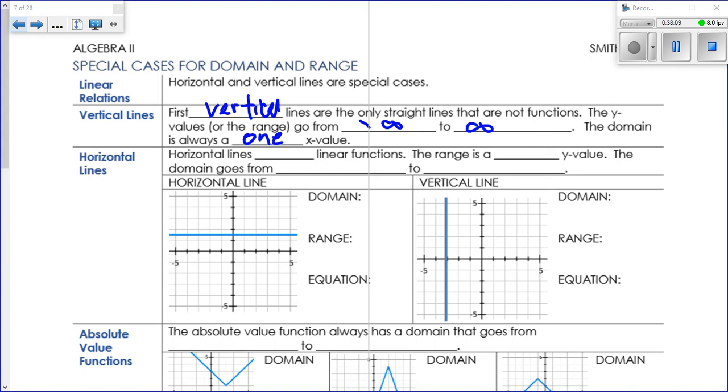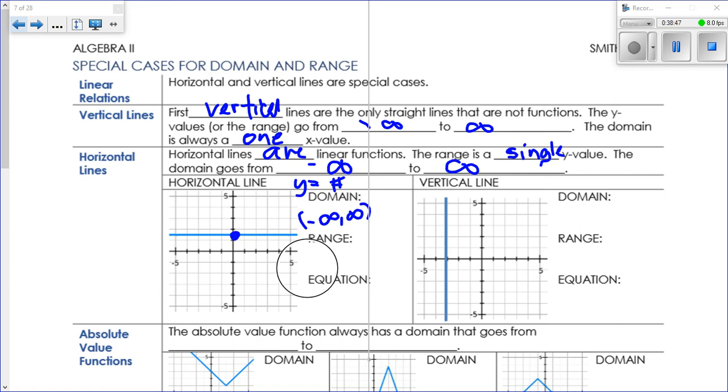Horizontal lines are linear functions. They are. The range is always a single y value. The domain goes from -infinity to +infinity. Okay? So looking at a horizontal line, I know that the parent equation is y equals some number. The domain is -infinity to +infinity. The range, however, is only at, looks like 1.5.